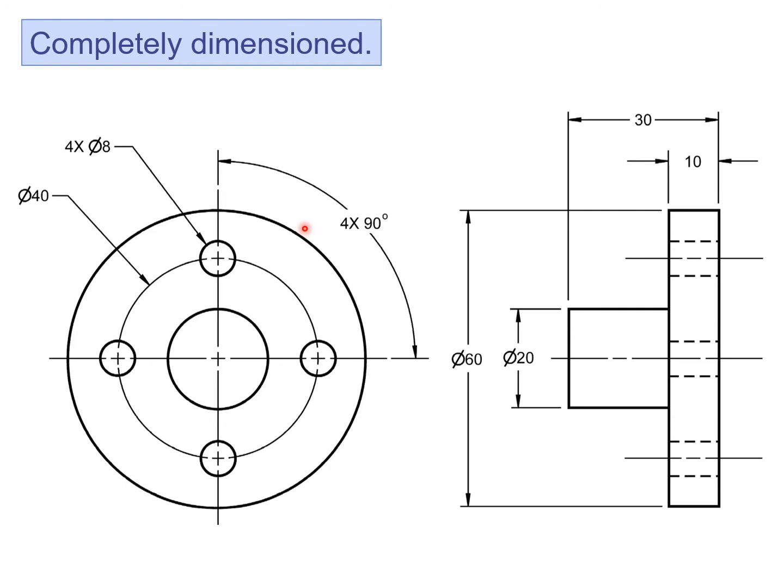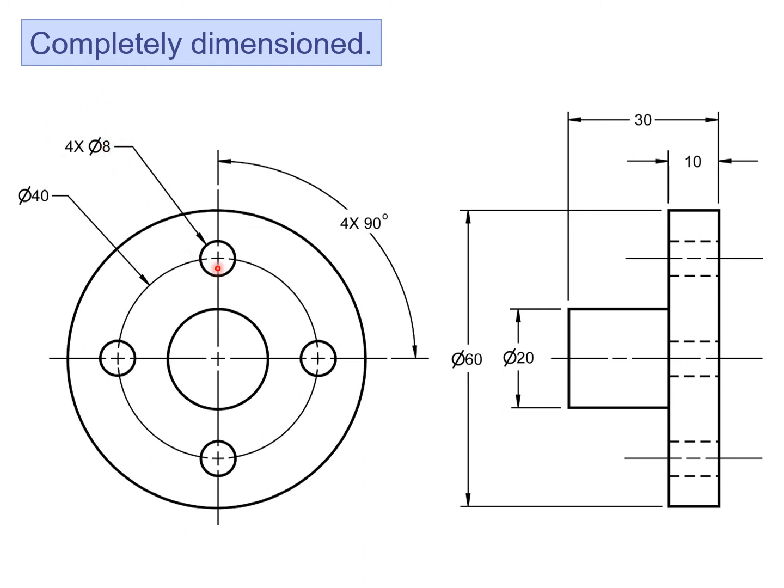Okay, also here we have the spacing of the holes at 90 degrees. So we have 360 degrees total, and the spacing is 90 degrees. Instead of having to dimension 90 degrees 4 times, we do it with one 90-degree angle. 4x tells us that there are 4 angles. So 4x space 90 degrees. Okay, so we only have to do it once, just like we did with the diameter of 8.